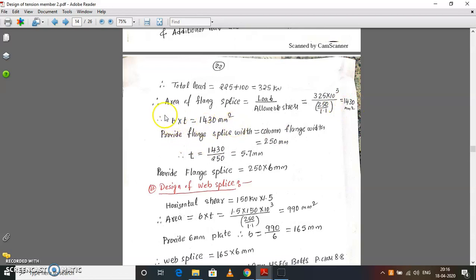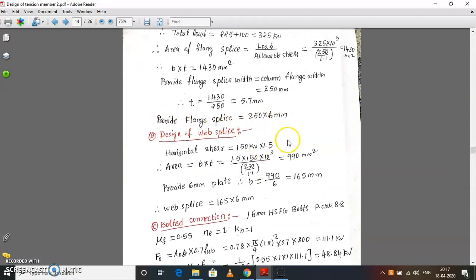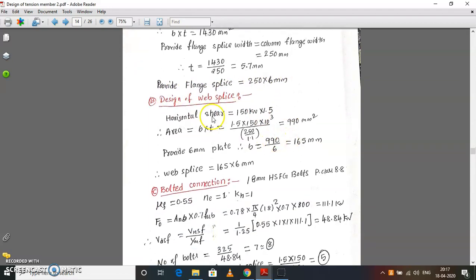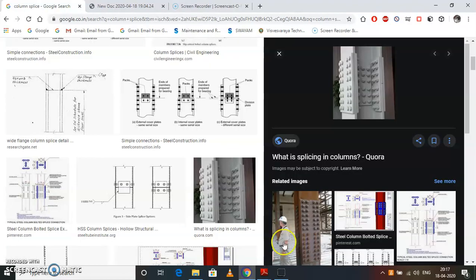As I told, the breadth of the flange splice should be equal to the width of the column. Width of the column is 250, that means B should be 250. Then T is equal to 5.7 millimeter. Therefore provide a flange splice of 250 by 6 millimeter. Next, design of web splice. So we have to design this plate, this web plate.